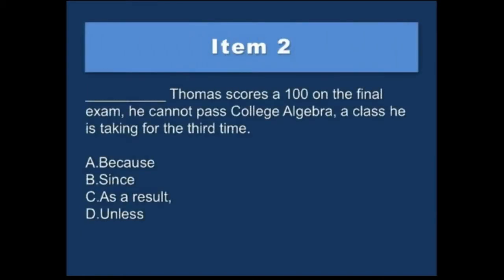Item 2. Thomas scores a 100 on the final exam. He cannot pass college algebra, a class he is taking for the third time. What conjunction would you like to use here? Letter A, because. Letter B, since. Letter C, as a result. Or letter D, unless. Letter D, unless, works best here.